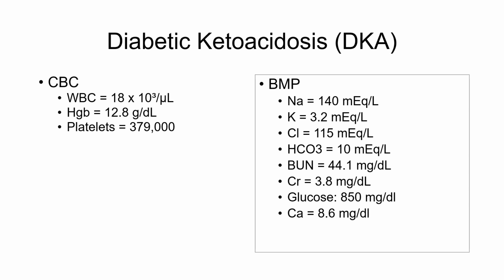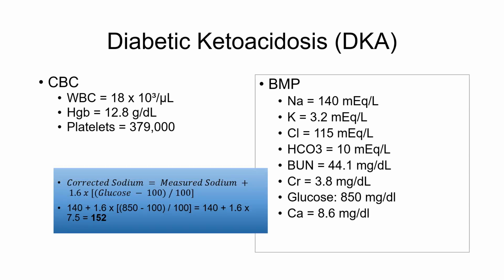So their bicarb isn't quite as bad. So maybe you would think, oh, their labs aren't as off. Actually, some of them are in the normal range. So you might make the mistake of looking at this and thinking, oh, this person's in less trouble. But starting with the sodium, if we actually do that corrective math again, we can see that the patient's actually hypernatremic. So they're more dehydrated.